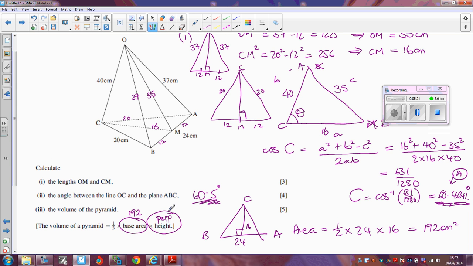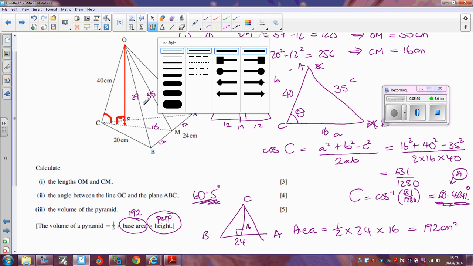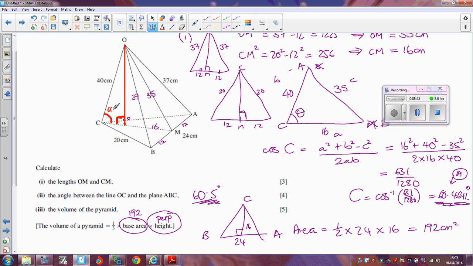Now, the tricky part is this height, the perpendicular height. And if I just show you where that's going to be, I'll just draw a straight line, but let's just do it in a different color. The perpendicular height is the height which is at right angles to the base, and it's going to be about there. So what we actually have is a right angle here. Now, what we've already established is that this angle here is theta that I had before, so that was the 60.46. So this angle here is 60.4 degrees.